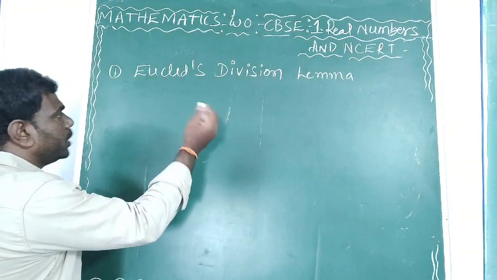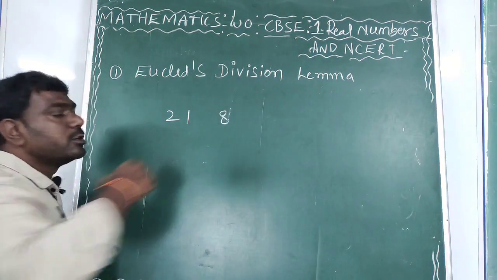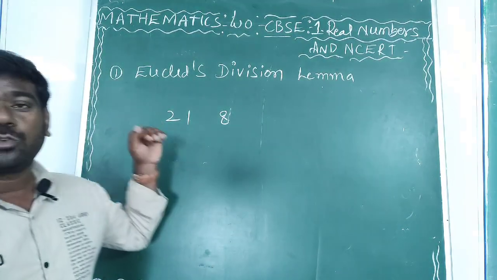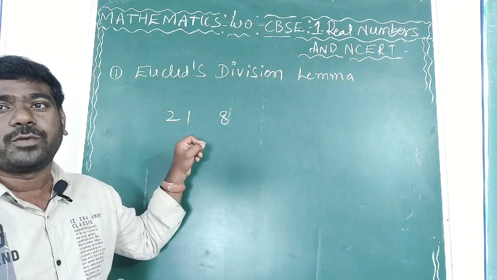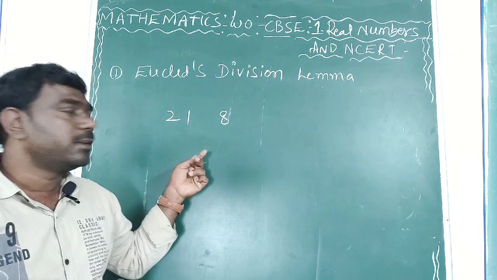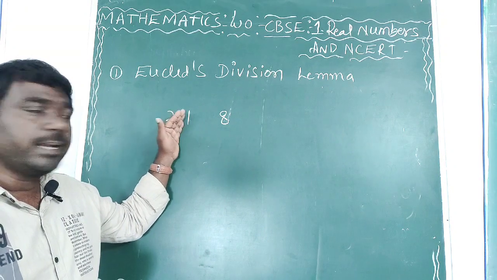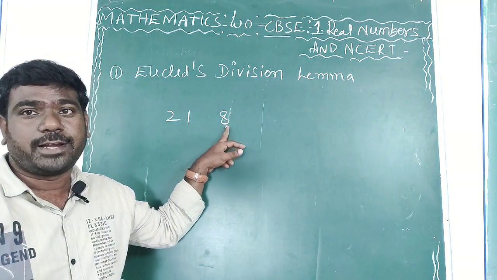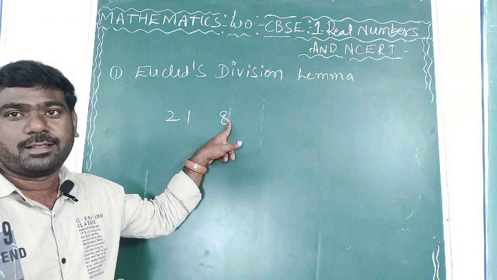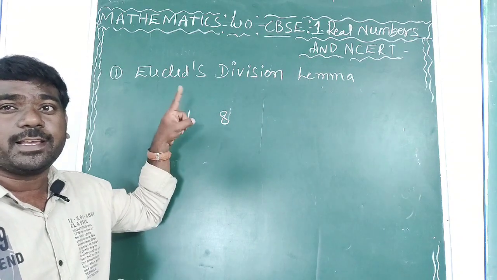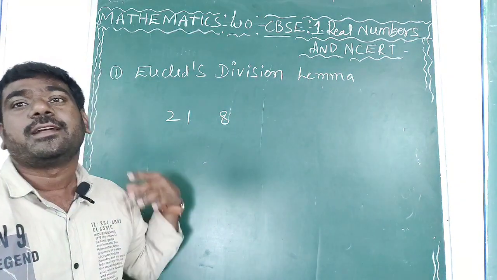Suppose I take 2 numbers, 21 and 8. These 2 numbers I want to divide. How to divide these 2 numbers? The bigger number is the dividend, the smaller number is the divisor. Meaning, the bigger number is divided by the smaller number. So always the bigger number is the dividend, and the smaller number is the divisor.